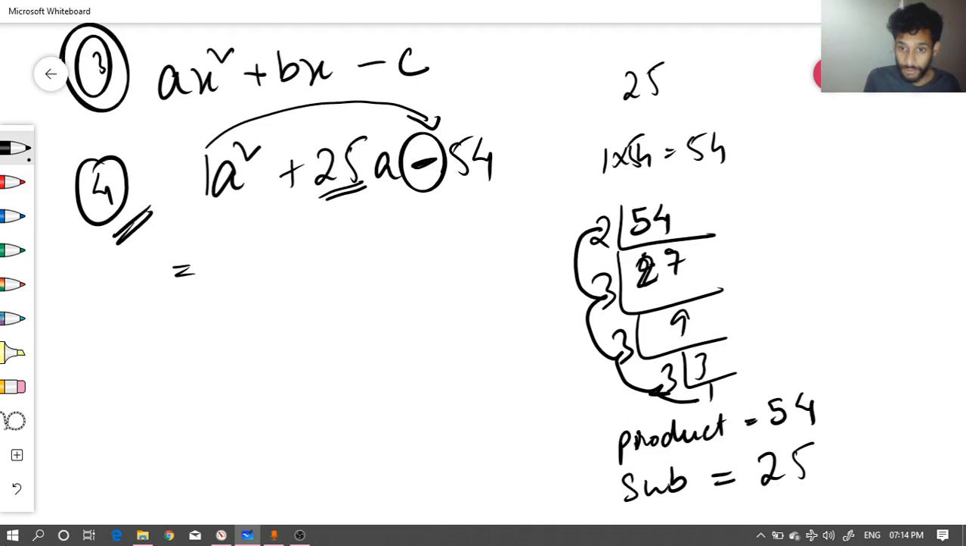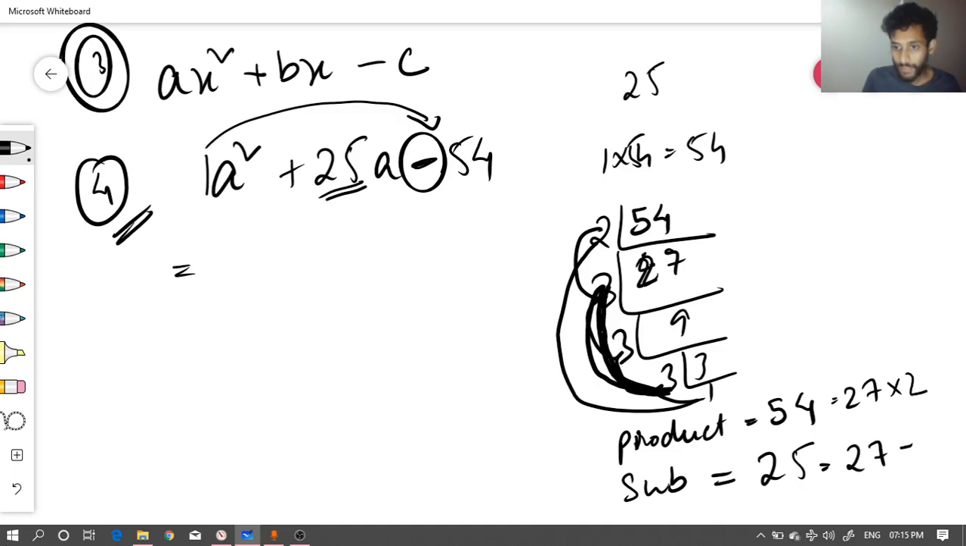If I take these three together, and this one, 3 3s are 9, 9 3s are 27. 27 into 2 gives 54, and 27 minus 2 gives 25. So we got the numbers as 27 and 2. These are the two numbers, 27 and 2.